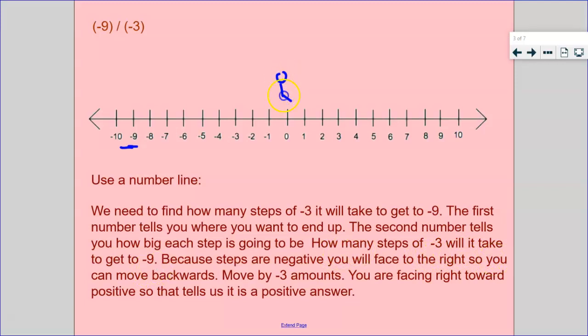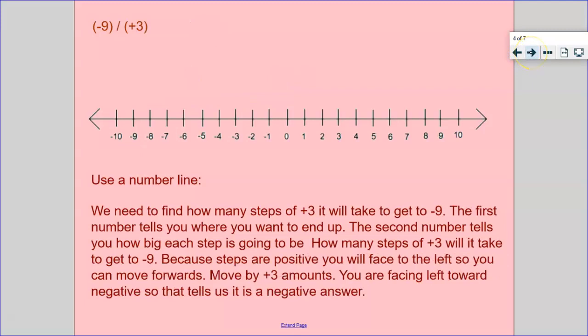Again, starting at 0. And because the steps are negative, we're going to face to the right so that we can move backwards. Okay, so moving by increments of 3 again. 3, 6, 9. Okay, and that obviously is 1, 2, 3. Now we're facing to the right, so that means it's a positive answer. So our answer is positive 3.